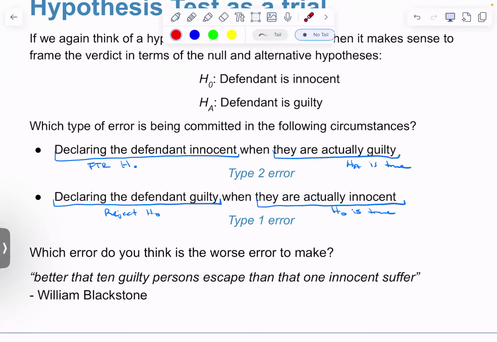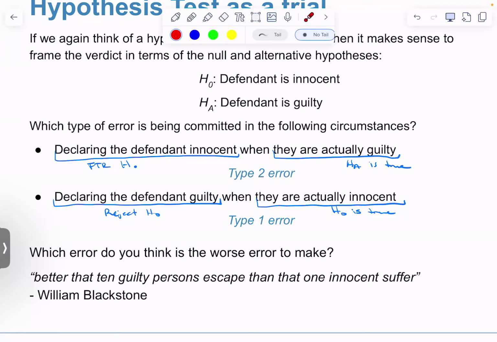Which is a type 1 error, right? Anytime that you reject H naught, you could be making a type 1 error. And anytime you fail to reject H naught, you could be making a type 2 error. We don't know, but we need to recognize that.